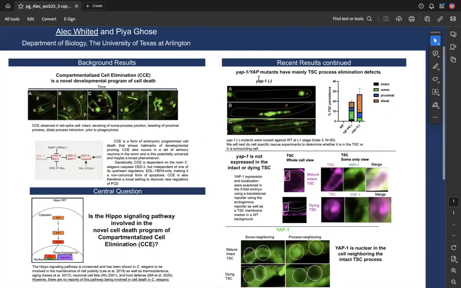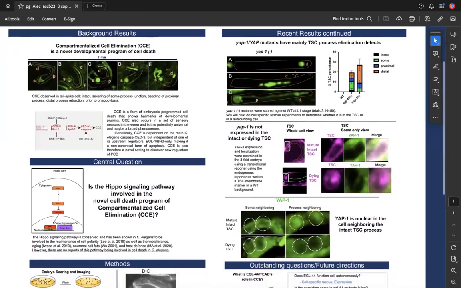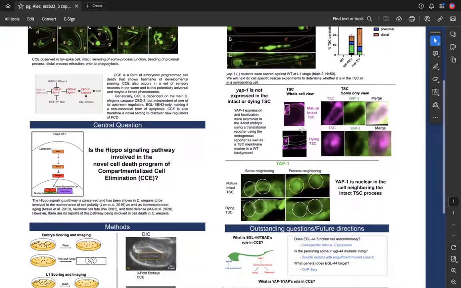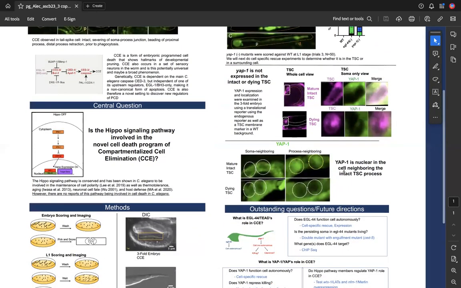After I looked at AGL44, I looked at YAP1, and the YAP1 mutants showed a mainly process elimination defect. Interestingly, the tail spike cell does not show YAP1 expression. However, the neighboring phagocyte of the process does show nuclear YAP1 expression.